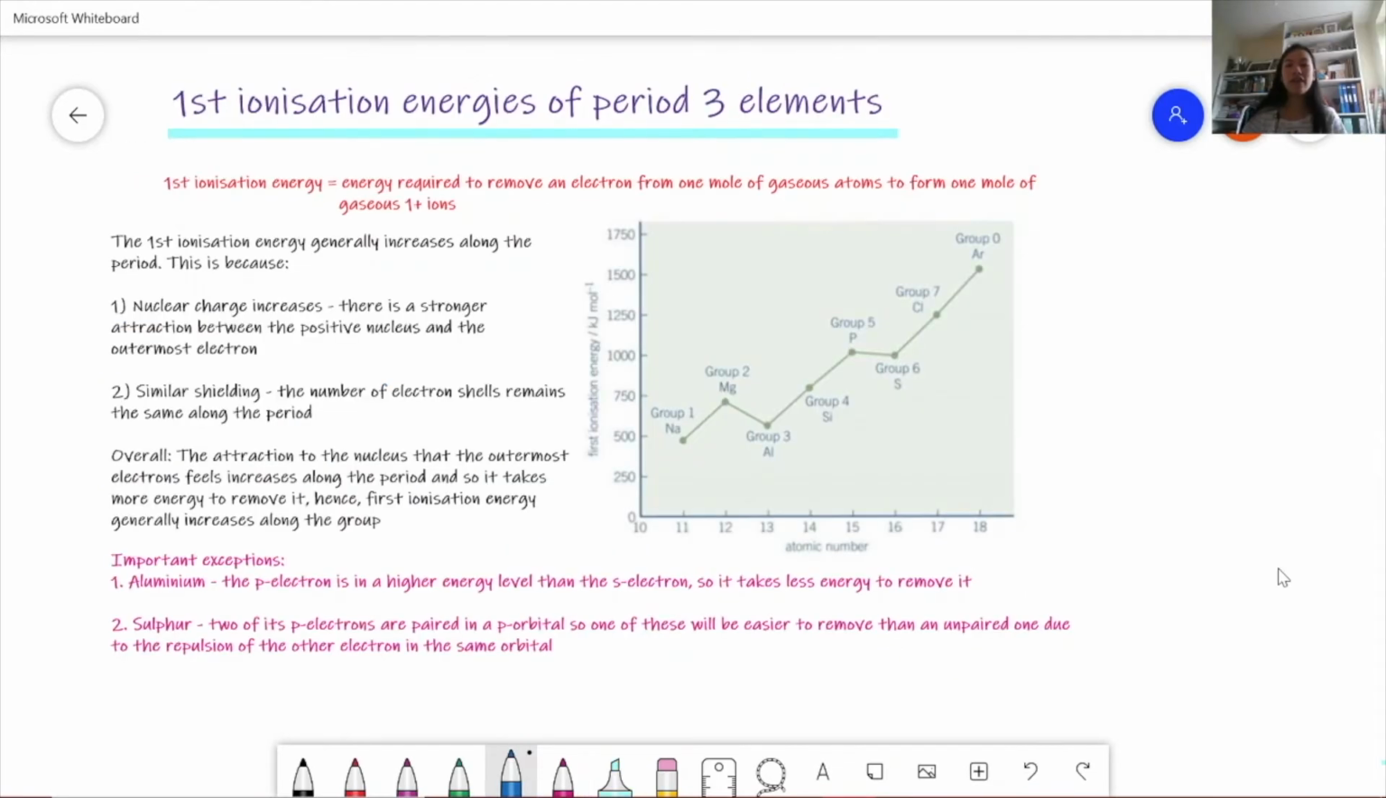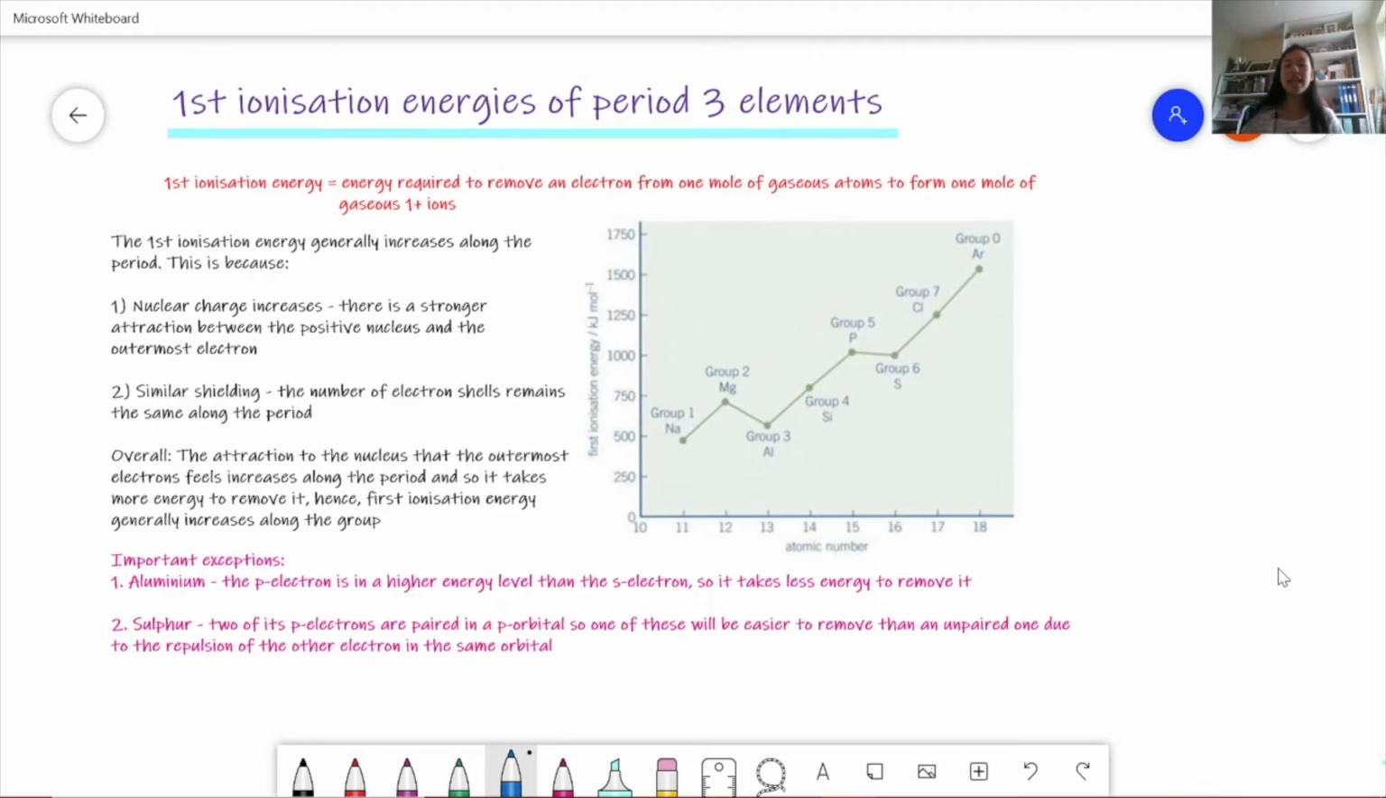Now we're going to look at the first ionization energies of period 3 elements. So the definition of first ionization energy is the energy required to remove an electron from 1 mole of gaseous atoms to form 1 mole of gaseous 1+ ions. And so we have the general trend that the first ionization energies increase along a period. And this is because of 2 reasons. The first is that nuclear charge increases. So there's a stronger attraction between the positive nucleus and the outermost electron.